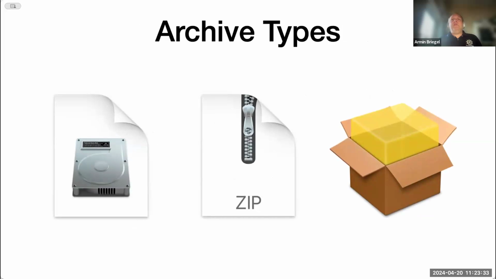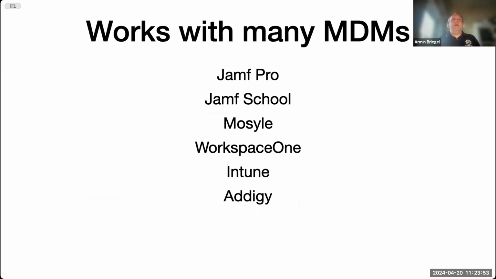Installomator can work with disk images, zip archives, and some other archive formats, and PKGs. There are some applications that nest a PKG in a disk image, or in one case, it's actually a PKG in a disk image in a zip. Installomator can usually deal with those too. But that's the basic thing. Originally it was written to work with Jamf Pro, but from the very beginning we thought we would keep it in a way that it can run on many different MDMs. It's MDM agnostic.